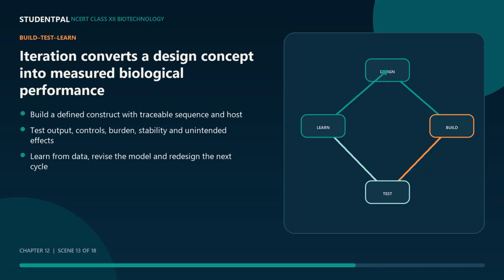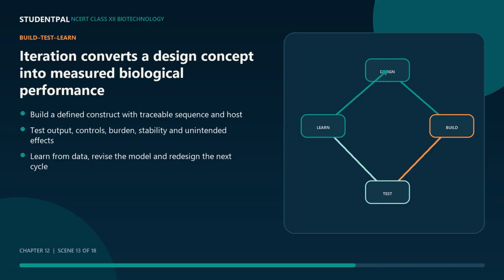Controls include a host without the circuit, a circuit lacking the sensing element, positive controls and conditions that reveal unintended activation. Learning compares observation with prediction and identifies which assumption failed. The next design may change promoter strength, component order, copy number, degradation tags, or host background. Repeated cycles improve function and expose trade-offs.